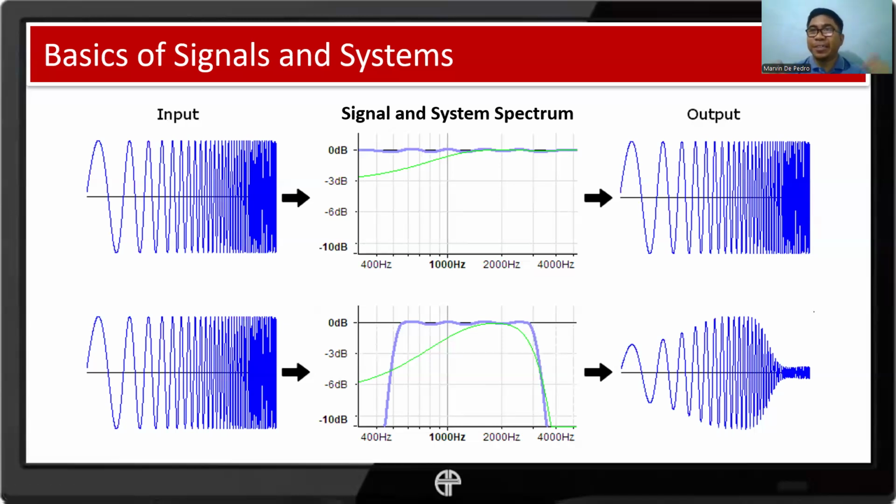Because just imagine if an object goes through a tunnel that is wide enough, then it will go out in the same way, as is. Nothing will change in that object. But in our second example here, we have the same input, but this time our system spectrum is different. So it only accommodates this portion.